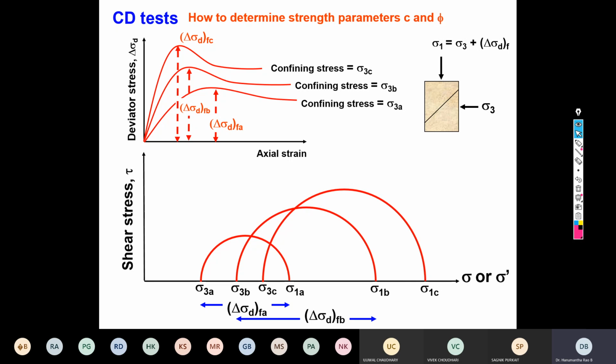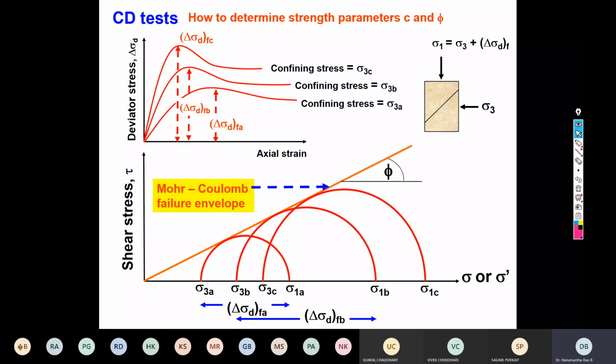Now you try to join the tangents of all the 3 Mohr circles together using a line. That line normally passes through the origin in the case of the CD test, which indicates that it is immaterial whether you conduct the CD test on a sand or a clay. So your cohesion component becomes 0. Only the frictional component governs the shear strength of the soil.